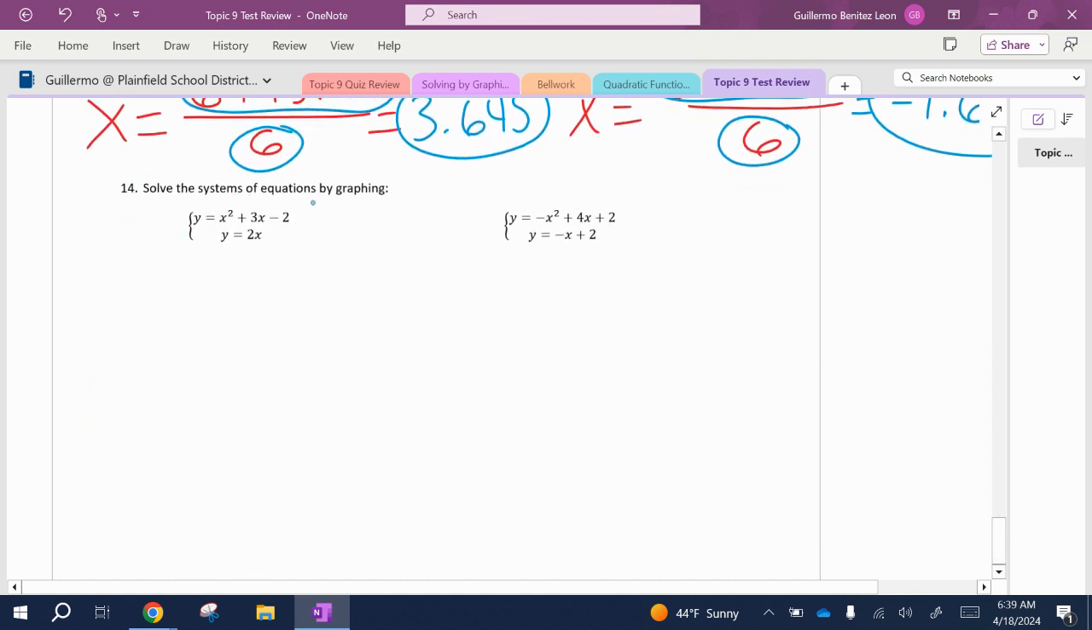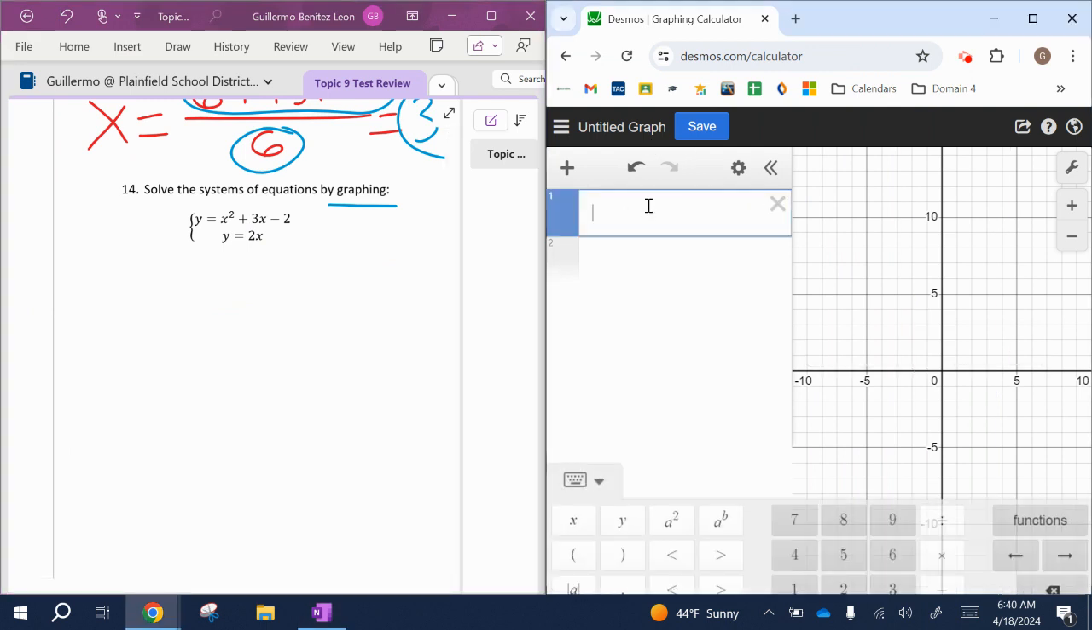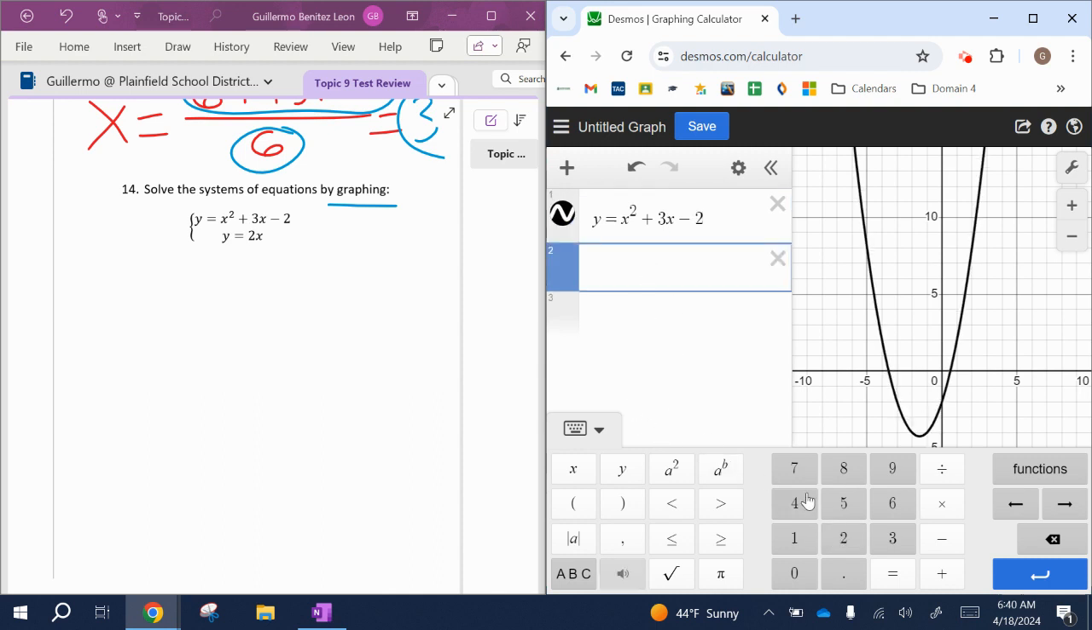Last one, solving systems of equations by graphing. When you solve a system of equations, you're just trying to see where these lines cross each other. So graphing means Desmos. So this one's pretty easy. You just type in both equations into Desmos. For these, I do recommend that you type in the whole equation, but it doesn't matter. You can also not type in the y. Y equals x squared plus 3x minus 2. And then the second equation, y equals 2x.